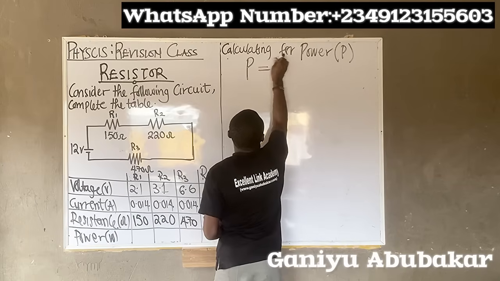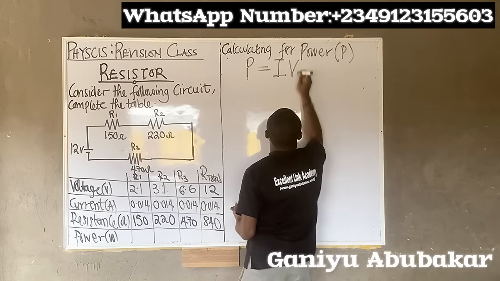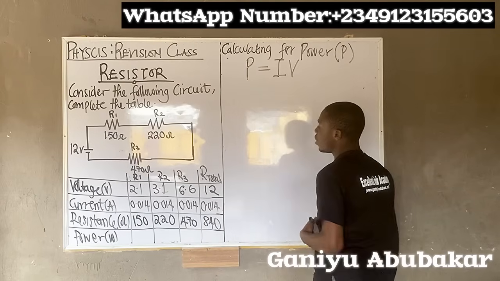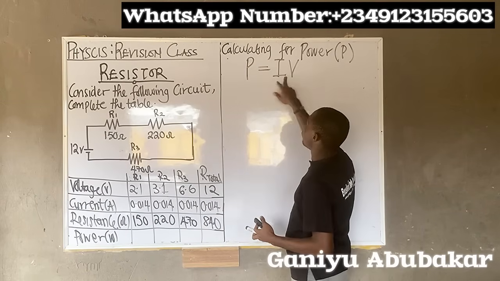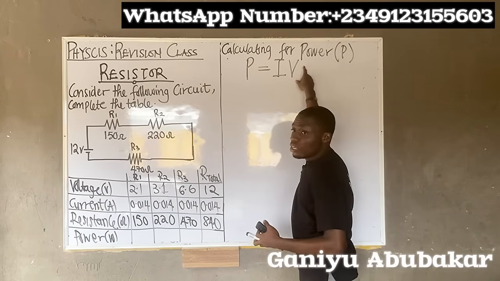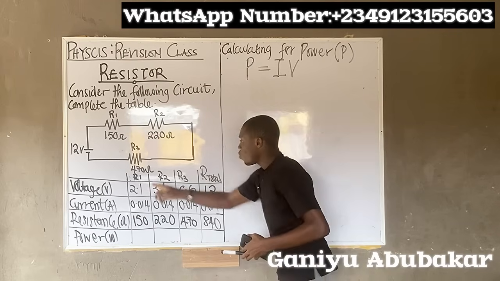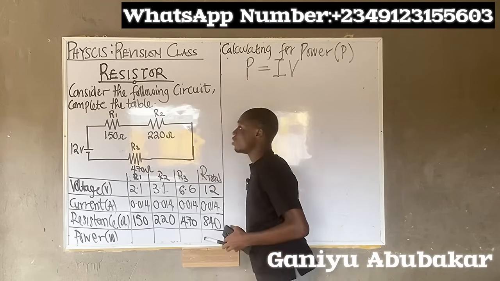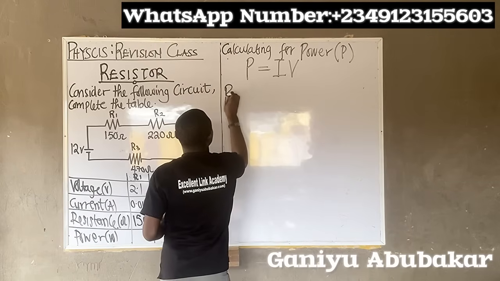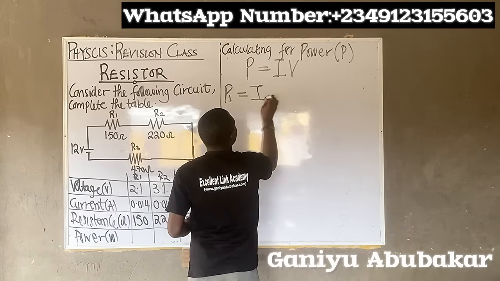Power is equal to I times V. Power is the product of what? Current and voltage. Express this in terms of 1, 2, and 3. So let's work on R1 first. Let's get P1. So P1 is equal to what there?